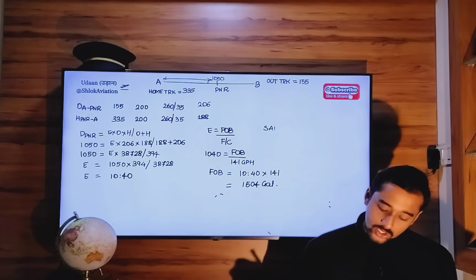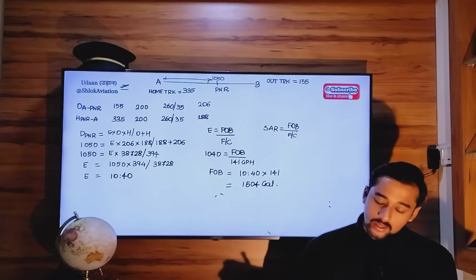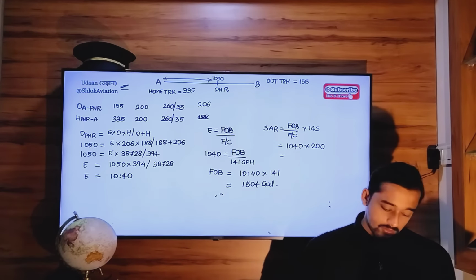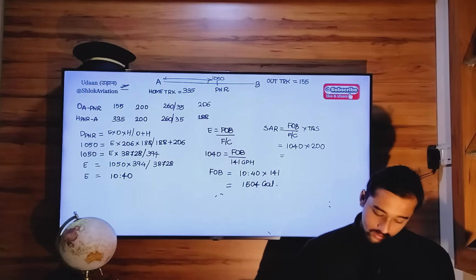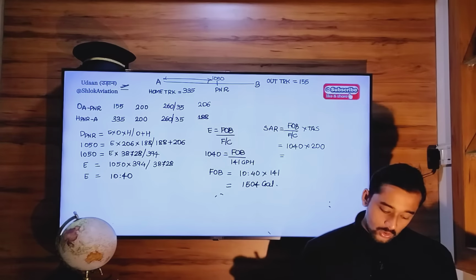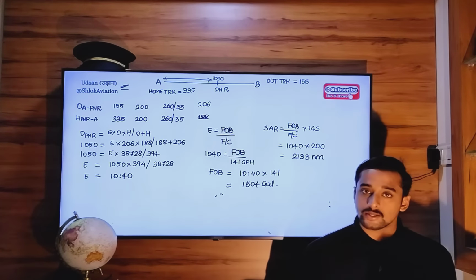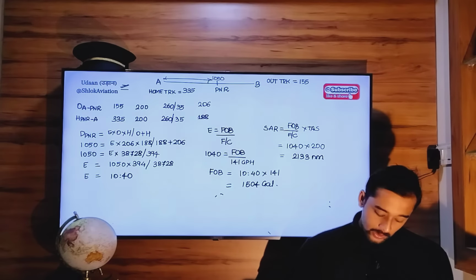Still air range is fuel on board divided by fuel consumption into TAS. So 10 hours 40 minutes into 200 knots is equal to 2133 nautical miles.